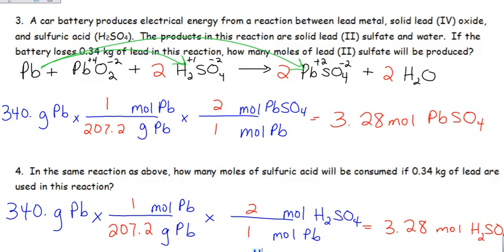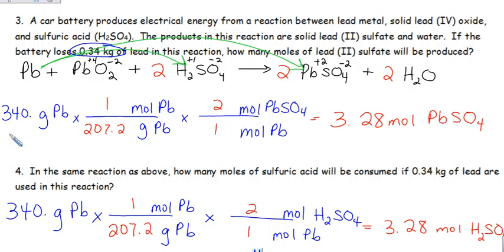If the battery loses 0.34 kilograms of lead in this reaction, how many moles of lead 2 sulfate will be produced? Now, by saying that the battery loses 0.34 kilograms of lead, it means that's the amount of lead that gets reacted. Eventually, we want to be able to use the periodic table to get that guy out of kilograms and into moles, so that I can use the ratio between lead and lead sulfate. The only little trick here is that if they do give you kilograms, it's probably best to switch it to grams. 0.34 kilograms would be like 340 grams.